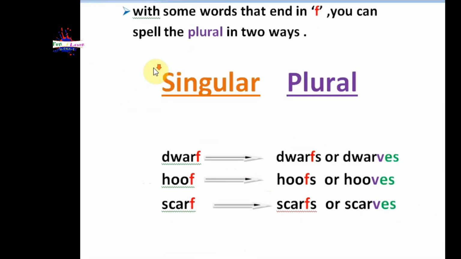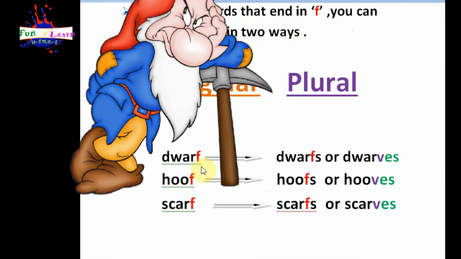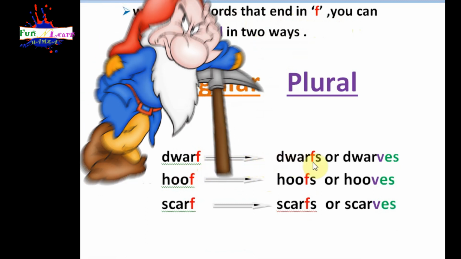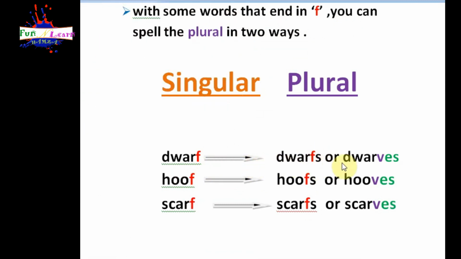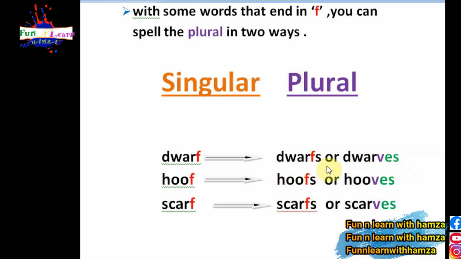Another exception now. With some words that end in F, you can spell the plural in two ways. Let's see. Singular first, dwarf. Now, you can either add an S at the end, or you can drop the F, replace it with a V, and add ES. So it can be dwarfs or dwarves. Both are correct as plurals.